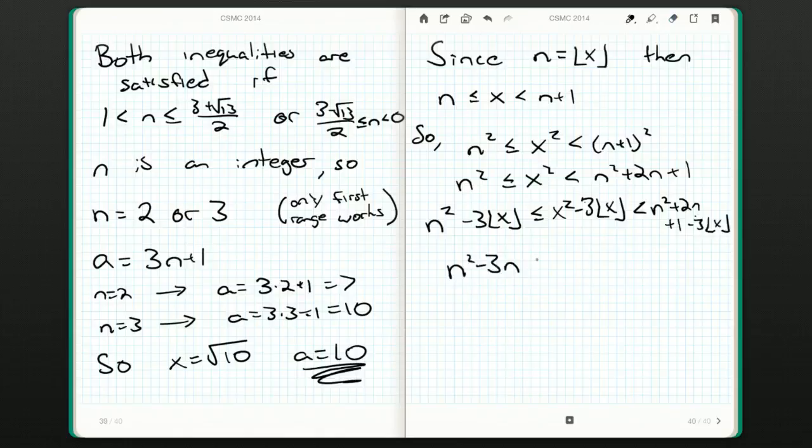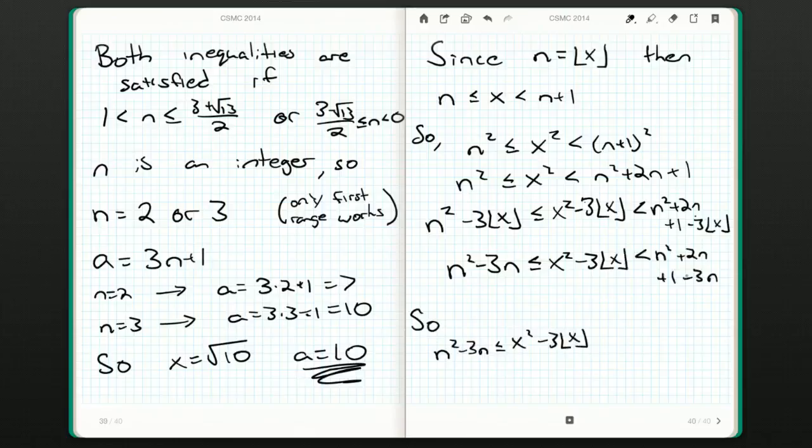So n squared minus 3n is less than or equal to x squared minus 3 floor x, and then we have less than n squared plus 2n plus 1 minus 3n. So x squared minus 3n is less than the desired amount. And we can simplify this: n squared minus n plus 1.